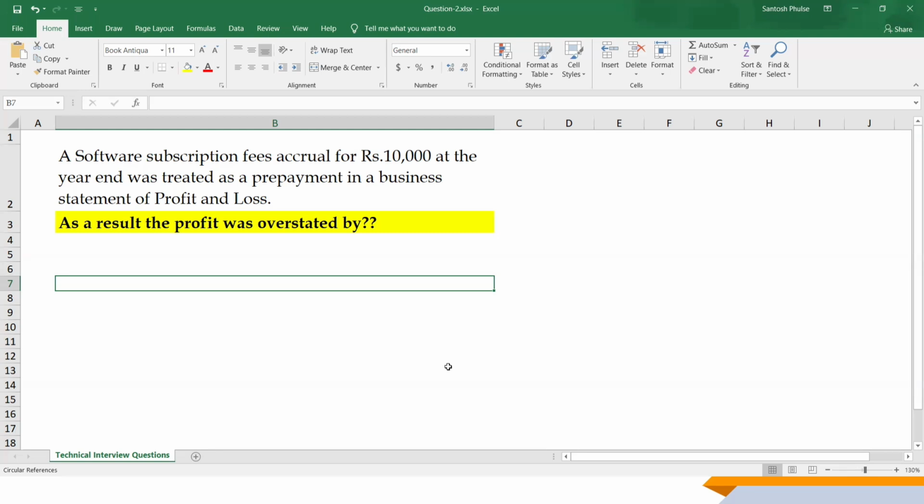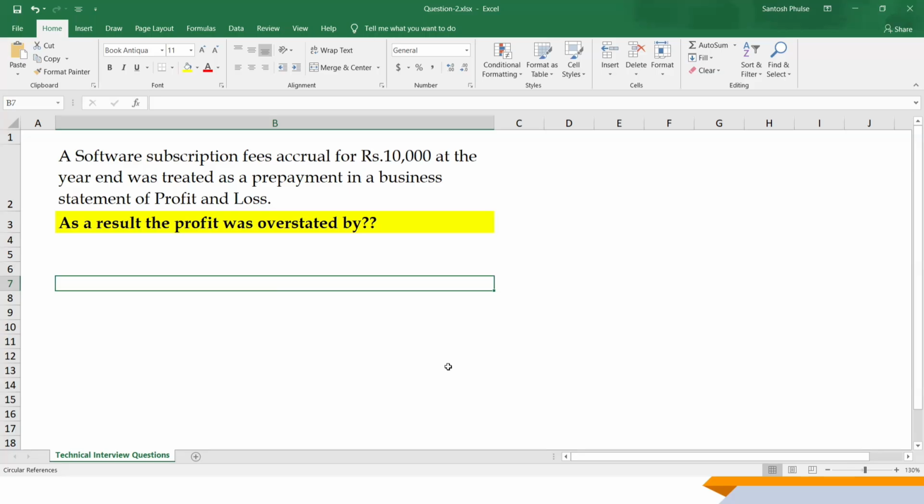The first is a software subscription fees accrual. So here we have to focus on that. What is meant by accrual? Accrual means any expense incurred in the business for which we received the goods or services, but we haven't received the invoice from the respective vendor, or that invoice is not booked in the system. That's the meaning of accrued expenses.